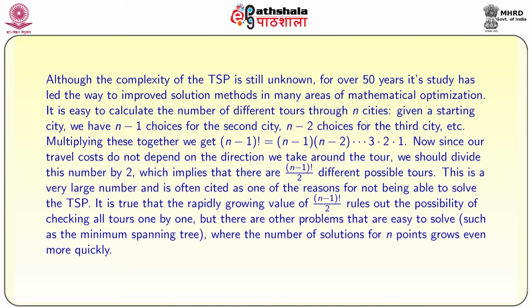This is a very large number, and is often cited as one of the reasons for not being able to solve TSP, the travelling salesman's problem. It is true that the rapidly growing value of (n−1)!/2 rules out the possibility of checking all the tours one by one, but there are other problems that are easy to solve, such as minimal spanning tree, etc., where the number of solutions for n points grows even more quickly.